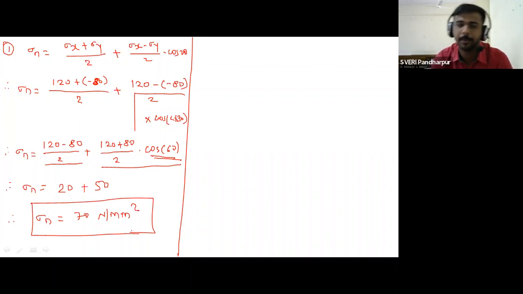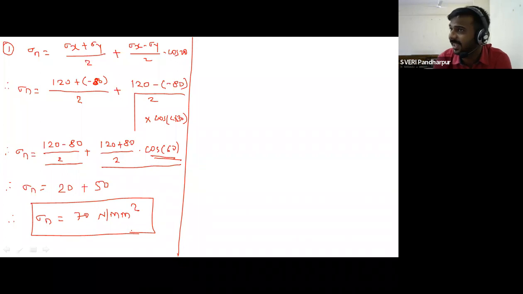70 Newton per mm square. So this is your normal stress calculation on the oblique plane. Problems are very simple, straightforward. But if you make mistakes in the consideration of theta, all your further values are wrong.